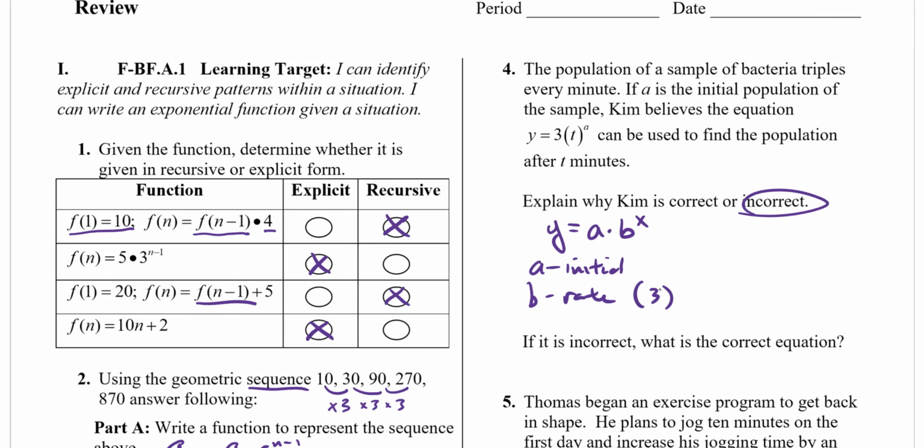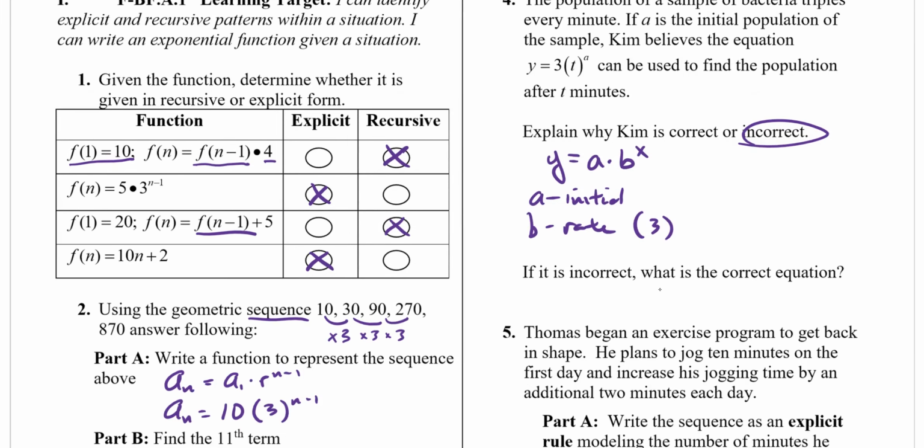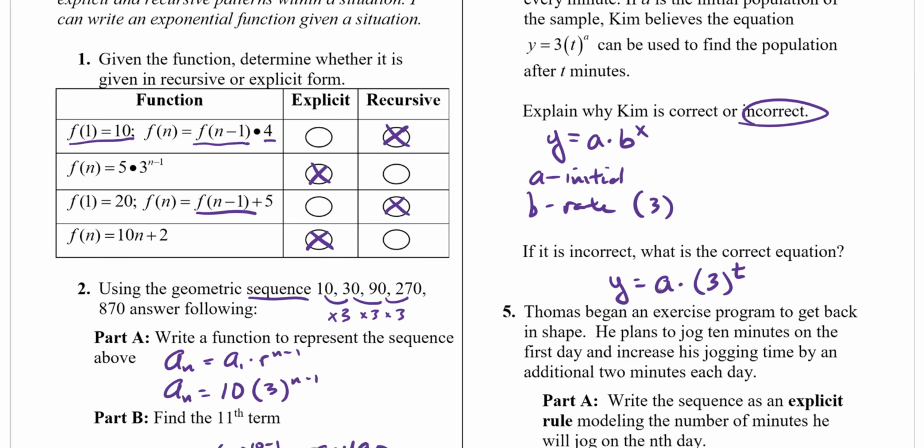So your explanation of why she's incorrect is because she has the variables in the wrong spots. And then for the second part, if it's incorrect, what is the correct equation? Well, the correct equation is going to be y equals our initial value, which A is the initial, times B, which is our rate, which is 3 to the t power in this case.